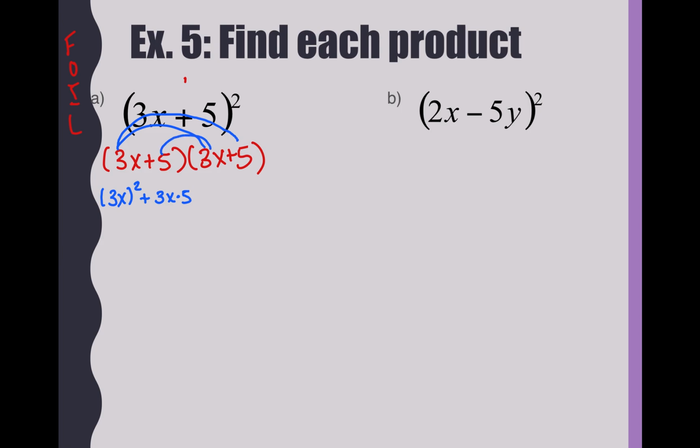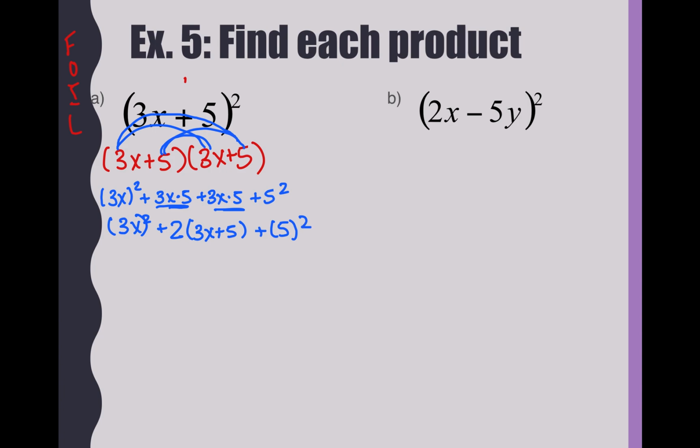Inside, that's another plus 3x times 5. And last, 5 times 5. 5 times 5 is the same as 5 squared, right? I'm going to rewrite this one more time. We'll do a final answer second. So that's 3x squared, plus, well, I have 2 3x times 5, right? So that's plus 2 times 3x times 5, plus 5 squared.